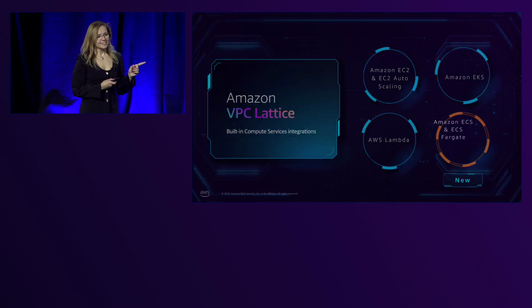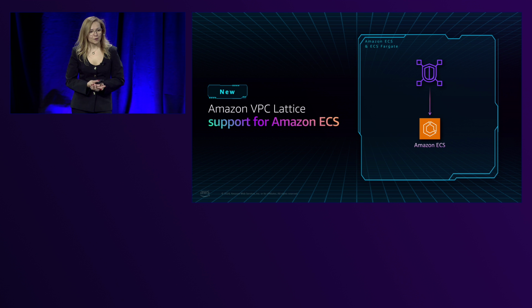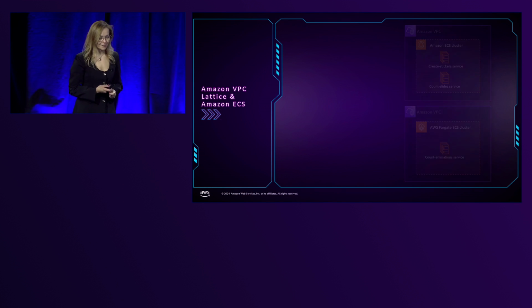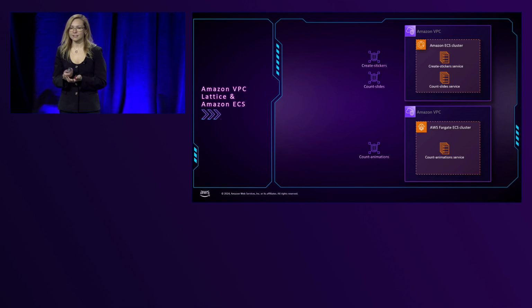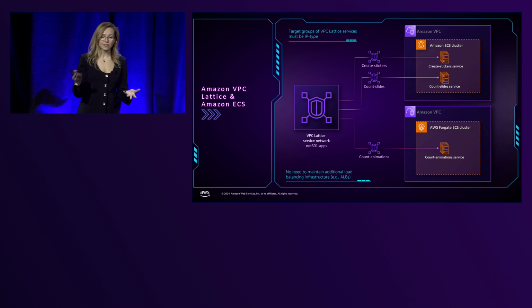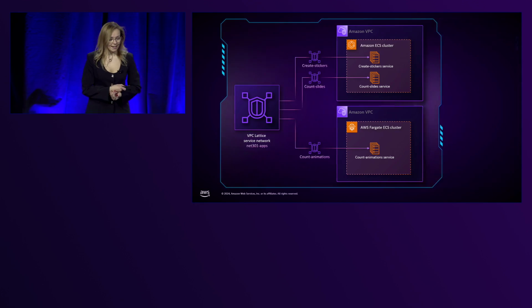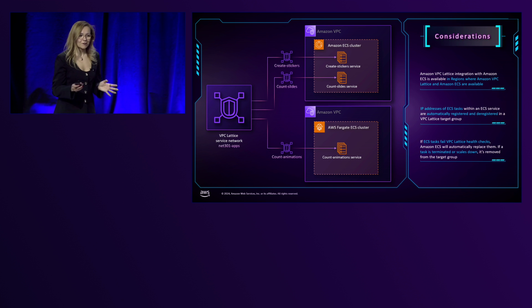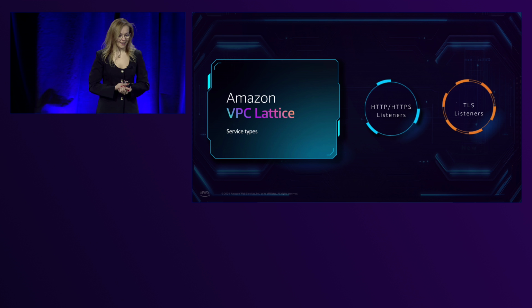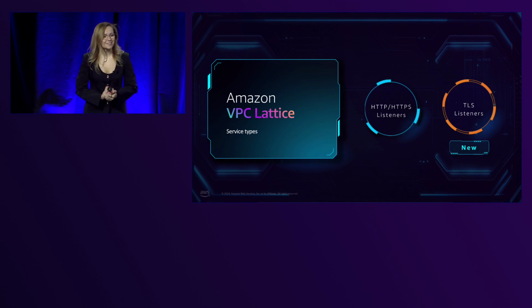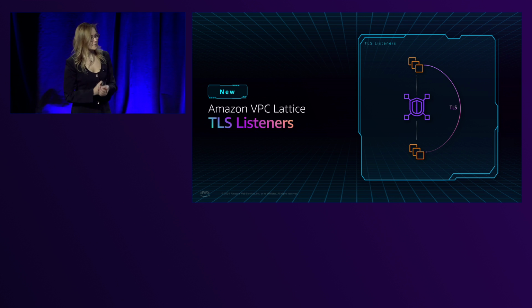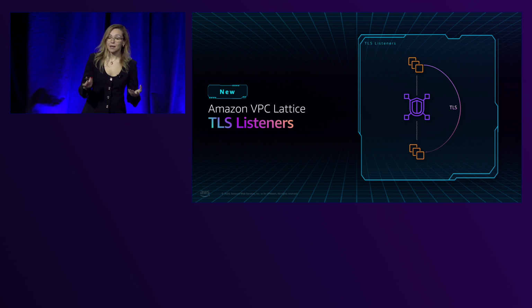Now, I mentioned ECS and ECS Fargate that are also supported and have been a recent launch, both of them. And you can have services in ECS or ECS Fargate that are automatically integrated with your Lattice service network. No need for a load balancer anymore, for an application load balancer, which was the old way of supporting these services. Another very big feature ask was TLS pass-through or TLS listeners, with which you can have services that communicate to each other using mTLS.